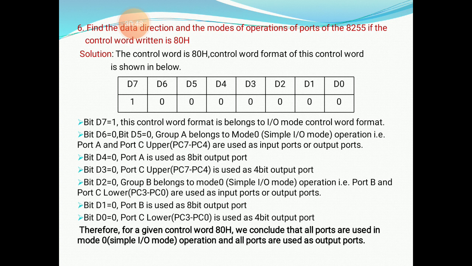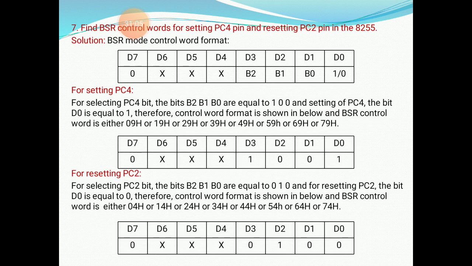From that format, we conclude that all ports are used in mode 0 operation, that is port A, port B, port C, all are used in mode 0 operation, simple I/O mode, and all ports are used as output ports. Now consider another one. Find BSR control word for setting PC4 pin and resetting PC2 pin in 8255.